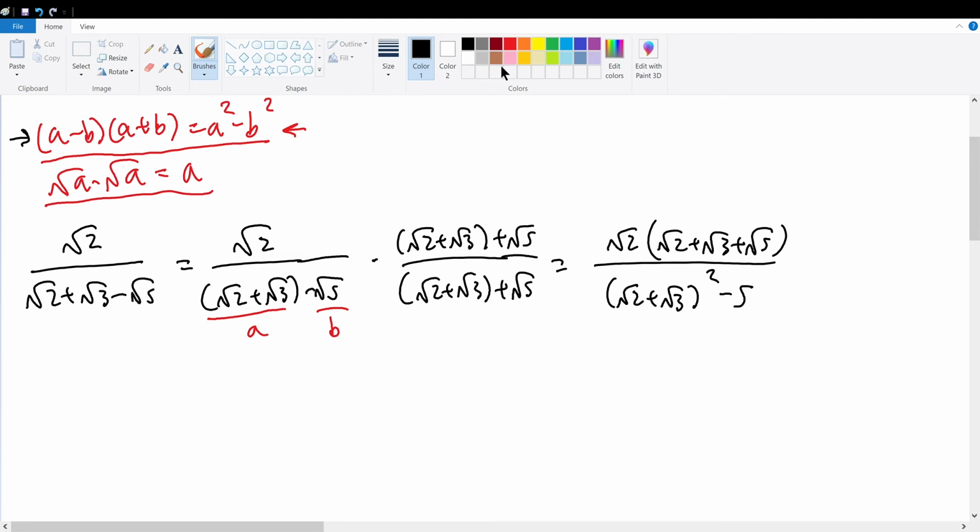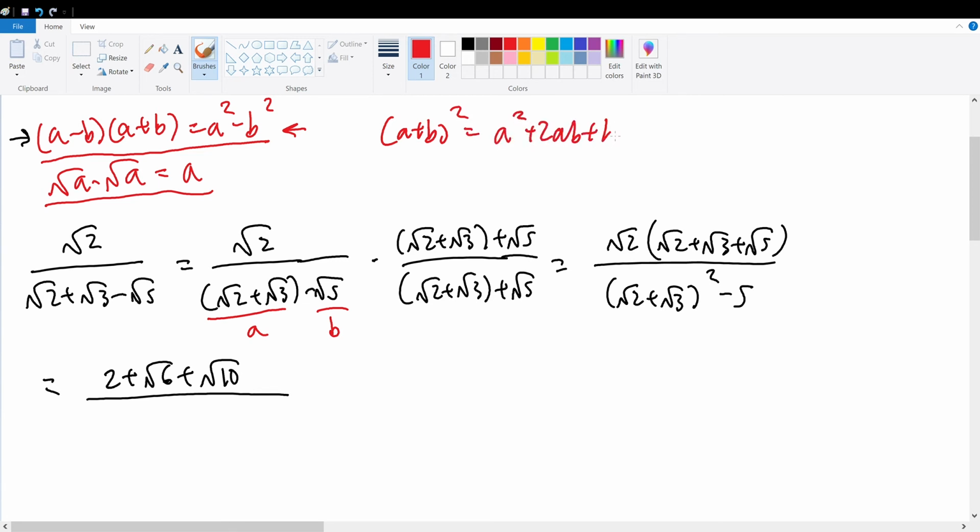We can first simplify the numerator by multiplying square root of 2 into each term. So this becomes 2 plus root 6 plus root 10 over, if we apply the rule of a plus b squared, which is a squared plus 2ab plus b squared, we can simplify the denominator to be equal to 2 plus 2 root 6 plus 3 minus 5, which is equal to 2 root 6. So it is equal to 2 plus root 6 plus root 10 over 2 root 6.